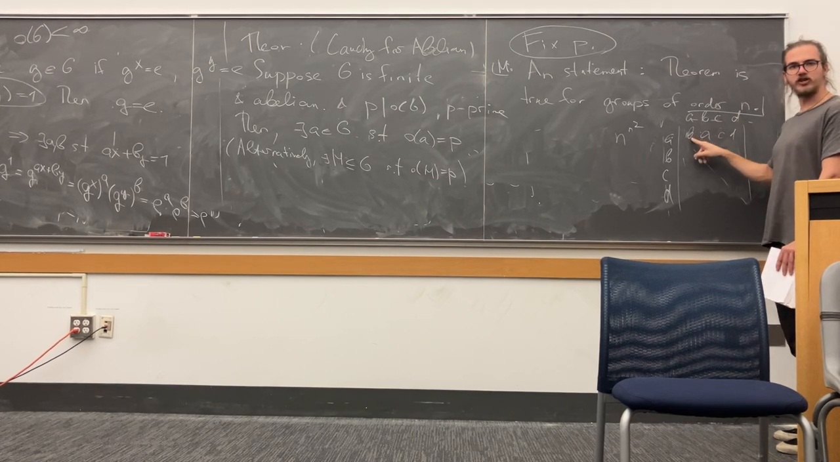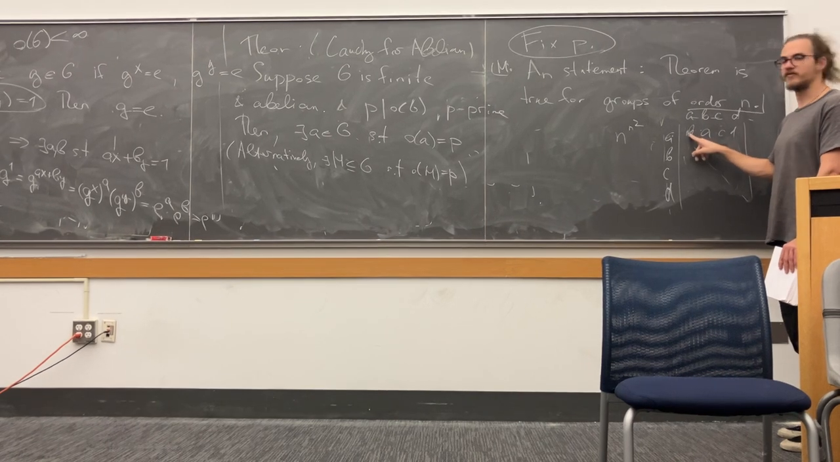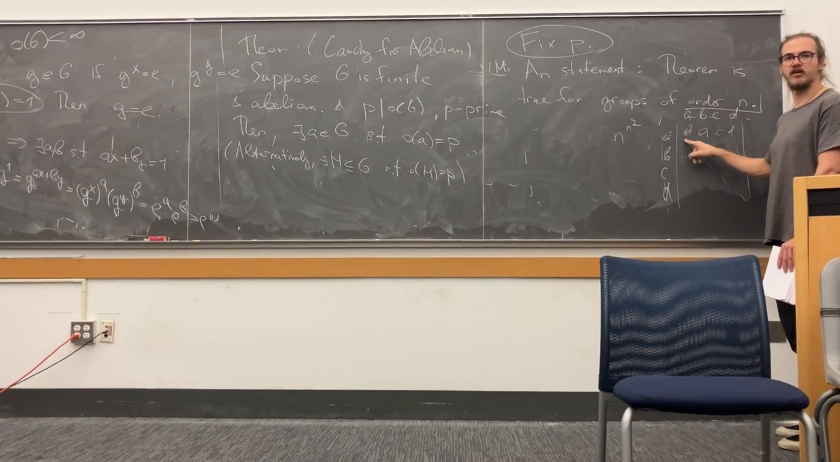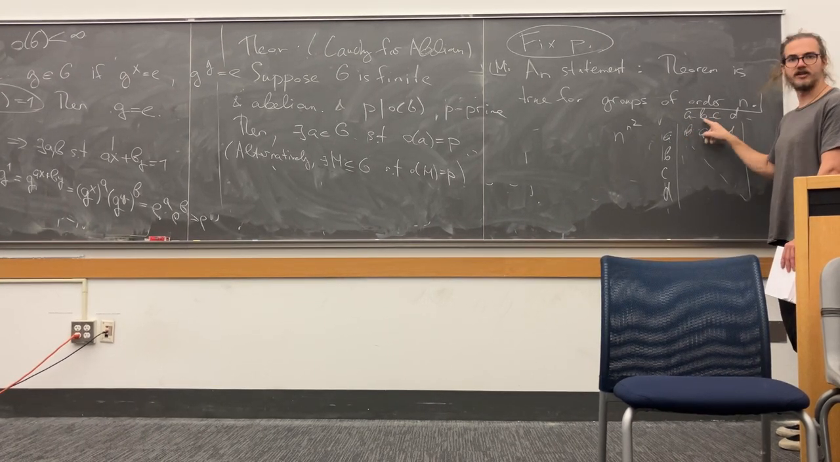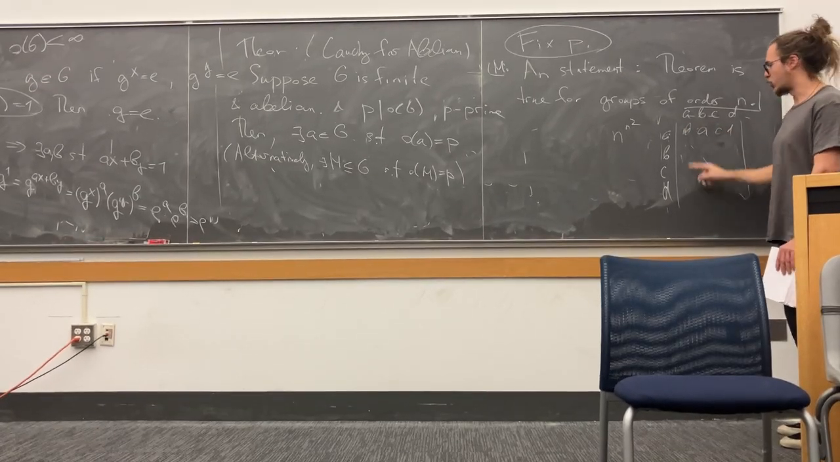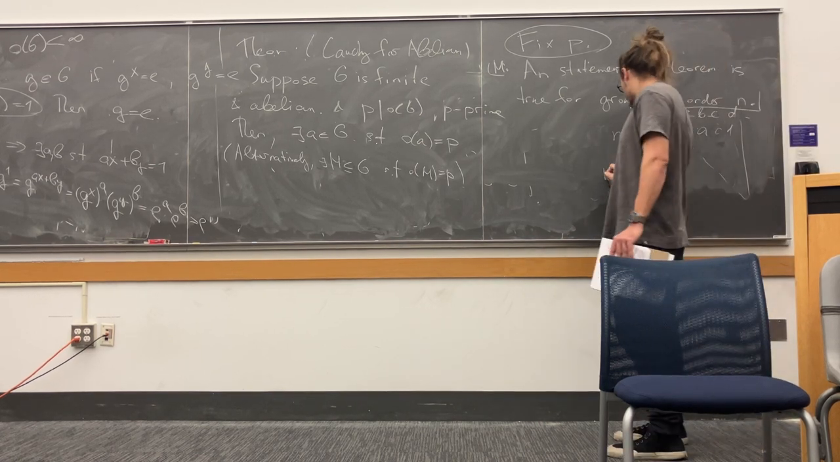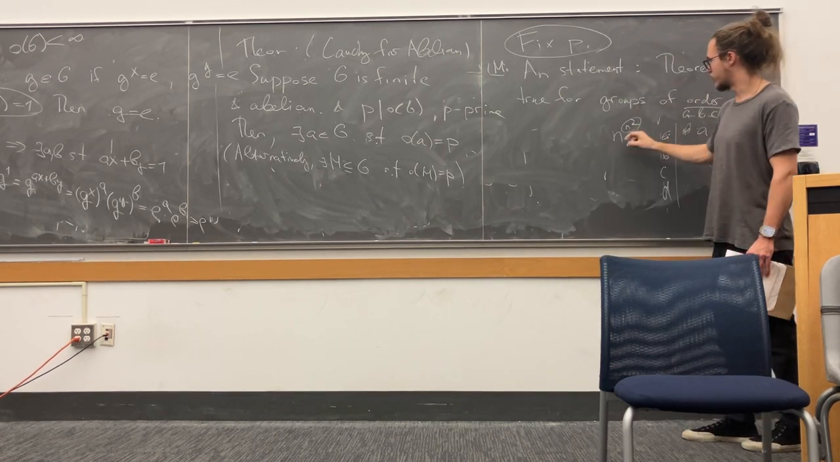No, but in each thing I can put n different options. So I can put n different options when it is a times a, n different options for a times b. Okay, so for each of them it is n squared. How many things are there? There are n times. So it is n to the n squared.